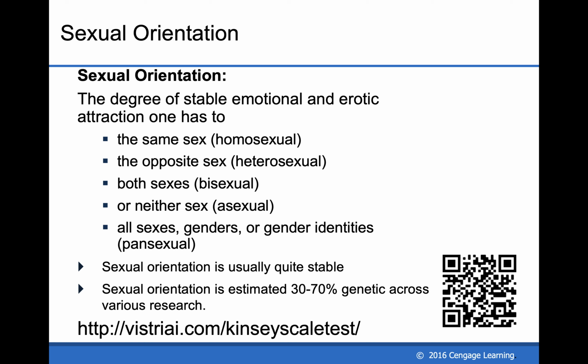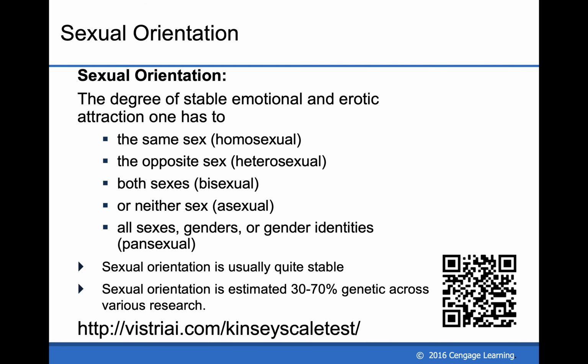Sexual orientation is quite stable. It is not a phase that people go through. It can take a while for a person to identify what their sexual orientation is, especially due to cultural and religious upbringings. But people generally, once they have decided or understand where they lie with their sexual orientation, it is stable. Research on where sexual orientation comes from estimates it to be between 30 to 70% genetic across various research. But that is a ton of variability, so it's really not well understood.